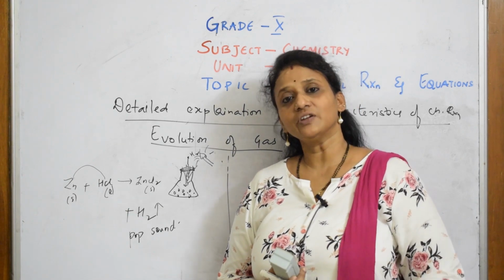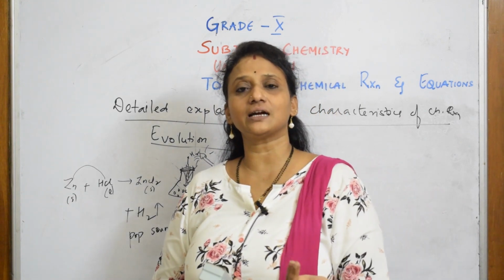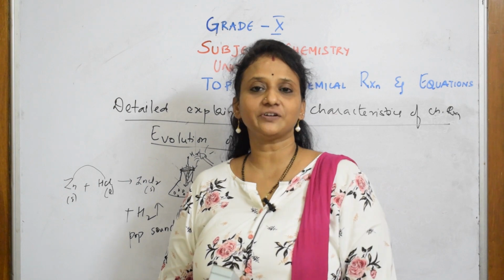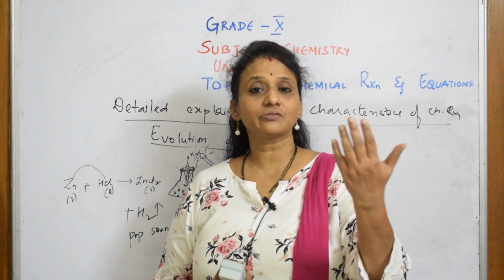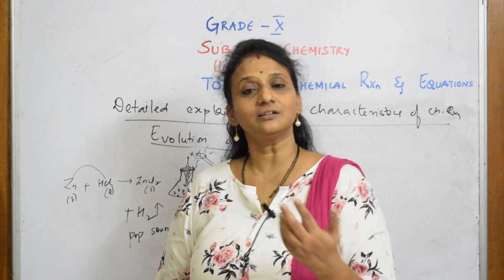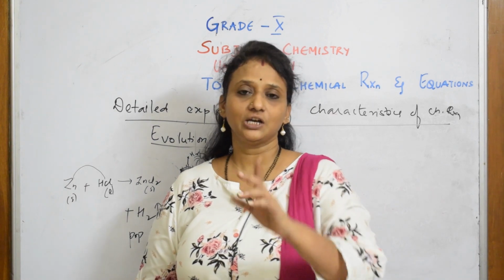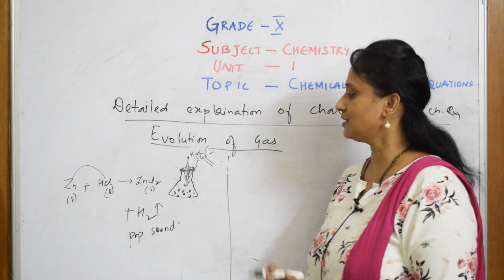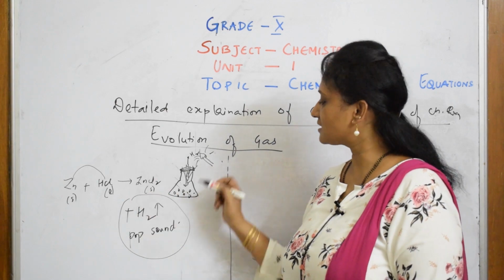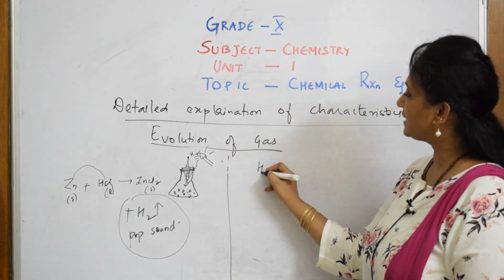Whenever you have to justify that a chemical reaction has occurred, you can say that if there is evolution of gas, light or heat, a chemical reaction has happened. If there is formation of a precipitate, a chemical reaction has occurred. Change in color, chemical reaction has occurred. Change in temperature, chemical reaction has occurred. So I have taken the first characteristic here, proving that evolution of hydrogen gas, which is tested by a candle, by pop sound. Simple.